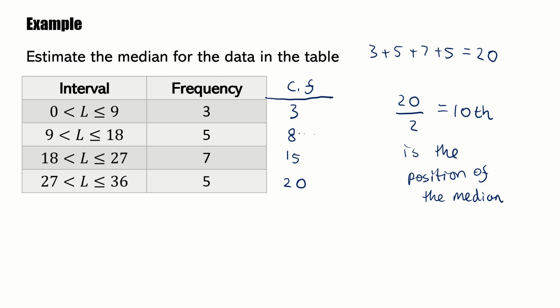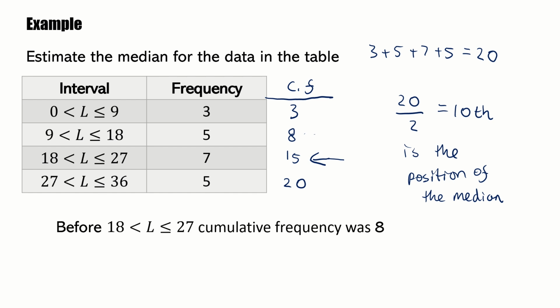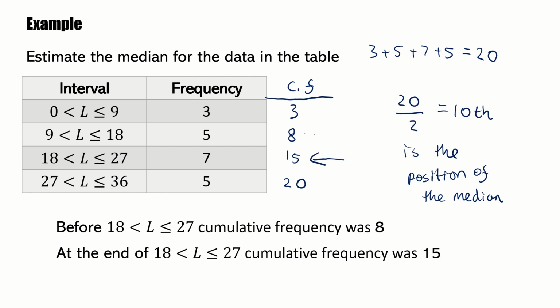That's where the median lies, and so by the end of the second group we still haven't reached that yet. So then we progress into the third group, and by the end of the third group the 15th bit of data has happened because the cumulative frequency is 15. But that's the end of the group. At the beginning of the group we'd only reached 8 because 8 was the cumulative frequency for the previous group. So that tells us the median is in this group here, the 18 to 27 group, because before that group the cumulative frequency was 8, and at the end of that group the cumulative frequency was 15, and we wanted the 10th.